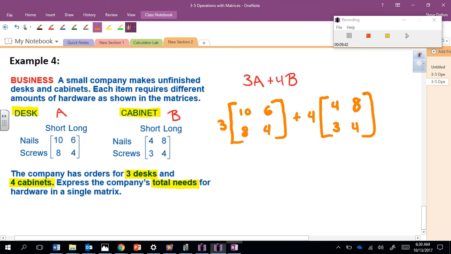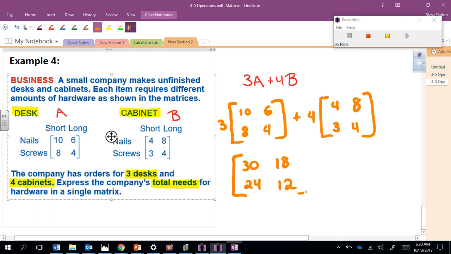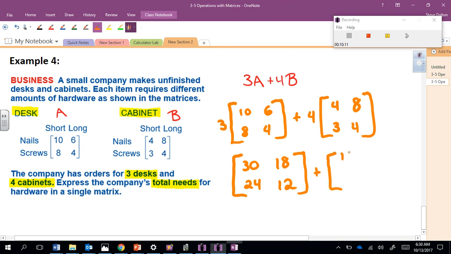Now the next thing we need to do is multiply our scalars through. So that becomes 30. 3 times 6 is 18. 3 times 8 is 24. And 3 times 4 is going to be 12. And then the other one, we have 4 times 4, which is 16. We have 4 times 8, which is 32. We have 4 times 3, which is 12. And 4 times 4, which is 16.